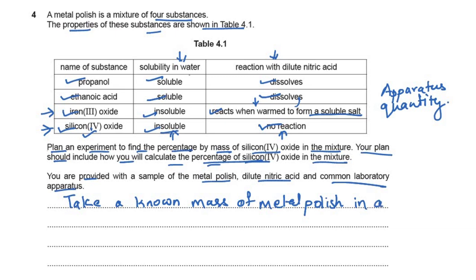Because we need to mix the water and nitric acid in the beaker, and the best apparatus to mix certain mixtures, the reactants, is a beaker. So take a known mass of metal polish in a beaker. So we know the mass of the metal polish. Now knowing the mass is very important because we are going to find the percentage by mass of silicon 4 oxide. So the known mass of metal polish is required.